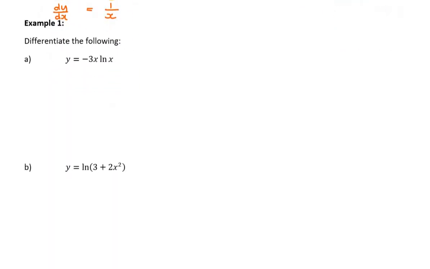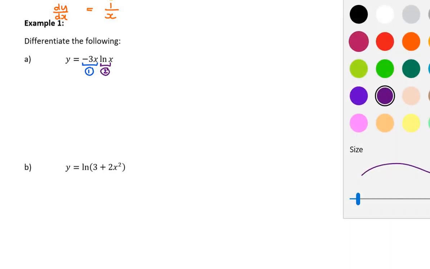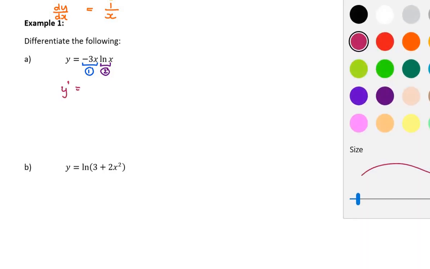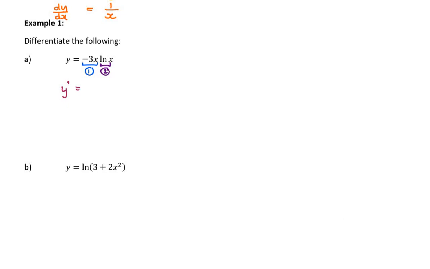Since that's quite easy, what type of questions can they ask? Well, if they say to you that y is equal to negative 3x ln x, this is a product, because there is function number 1, and here is function number 2, which means we need to use the product rule. So either I could say y dashed or dy dx. I'm going to say y dashed. Now, let's just remember the product rule. The product rule said differentiate the first, which is minus 3, leave the second alone, so that is ln x, and then plus leave the first, which is minus 3x, and differentiate the second.